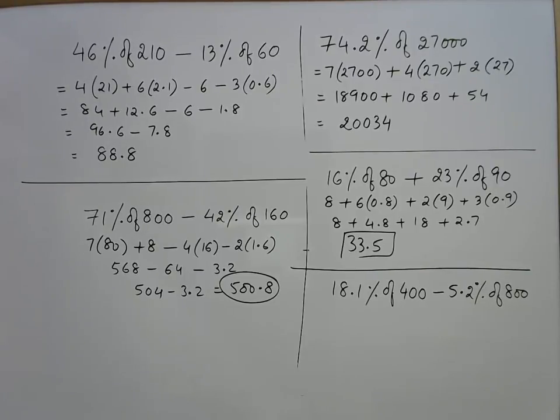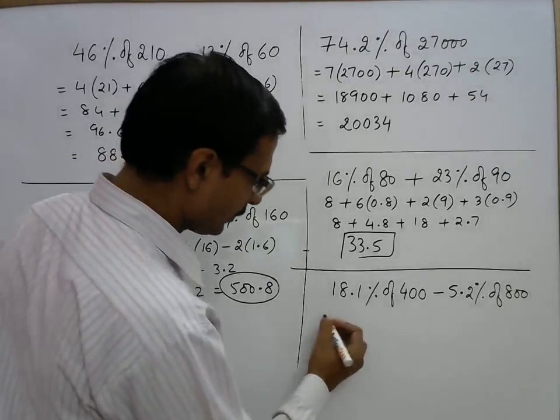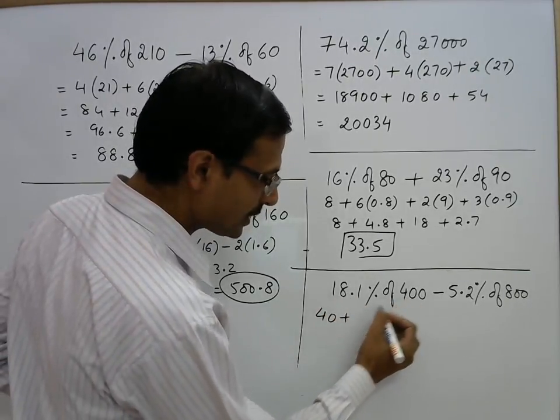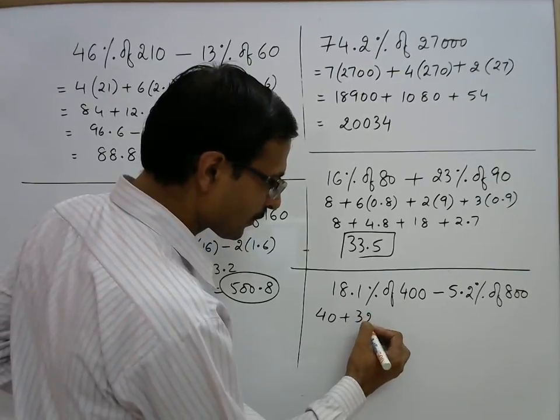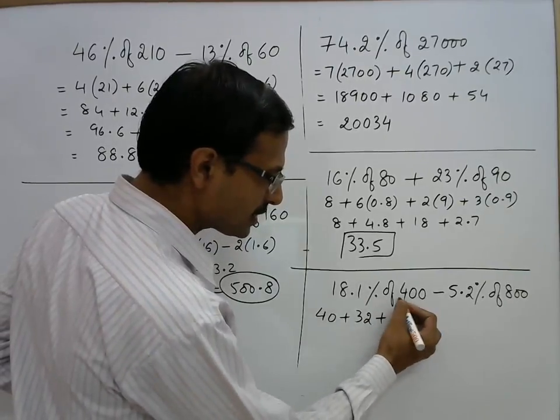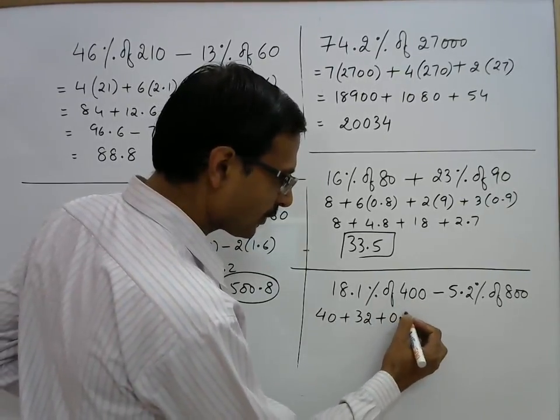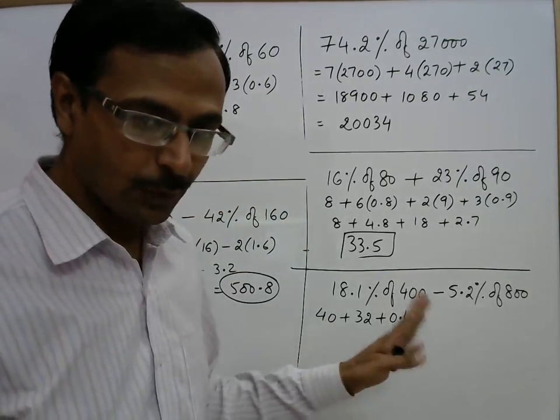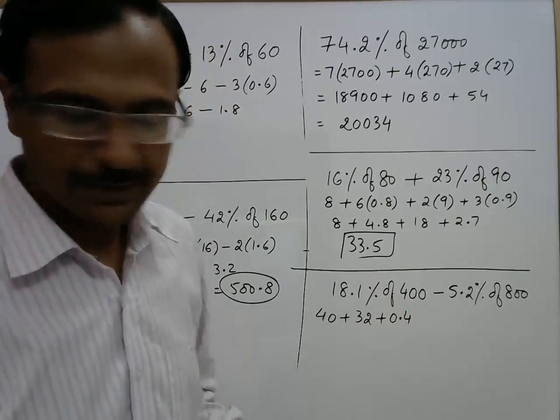So 0.1%, be careful. 0.1% there. So 10% is 40. 8% is 8 into 1%, 8 4s are 32. And 0.1% is 0.4. So this is the first percentage. 72.4 will be the answer of the first part.